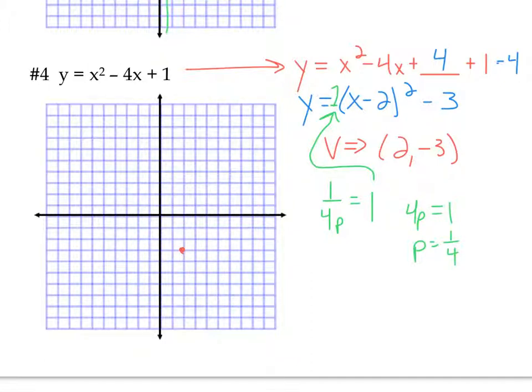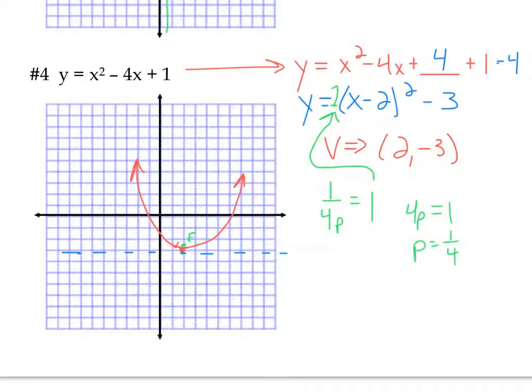Okay, p equals 1/4. So now, opening up means I'm going to go 1/4 above that point and 1/4 below it. 1/4 below it is my directrix. And 1/4 above it, that's my focus. The red dot is my vertex. And it's opening up. I can draw a graph that opens up. And there's my graph.